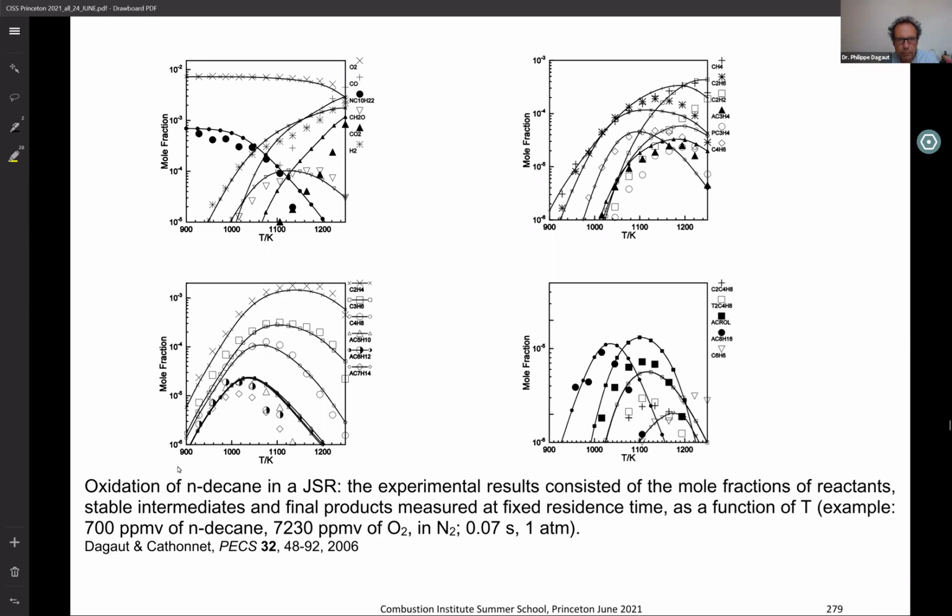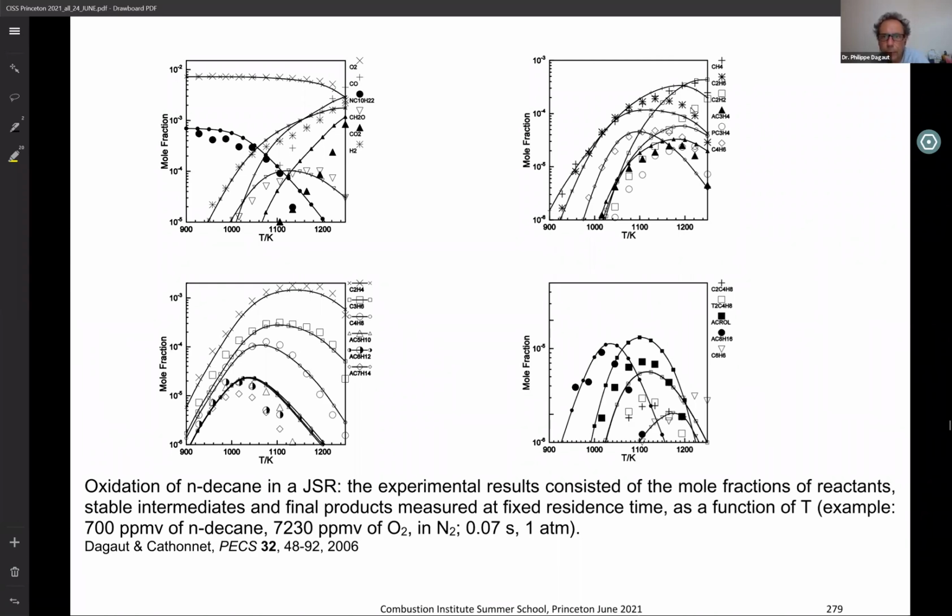Regarding the intermediate hydrocarbons, we match very well the formation of ethylene, that of propylene, 1-butene, and the C5, C6, C7 olefins. Methane is relatively well represented also, as well as ethane. Well, usually if you get methane correct, you get ethane also correct.